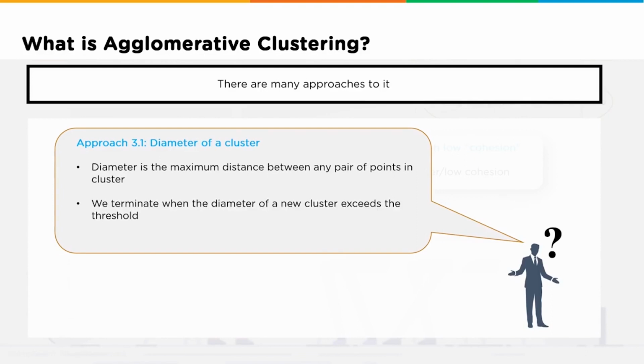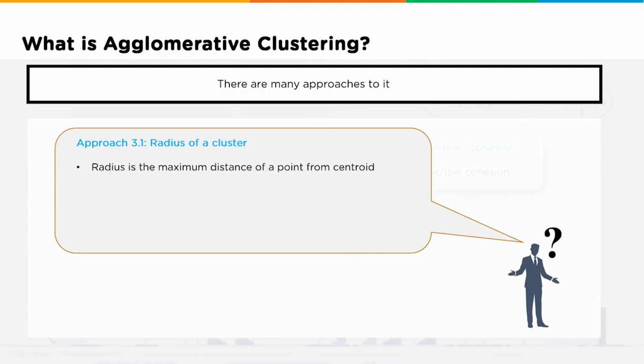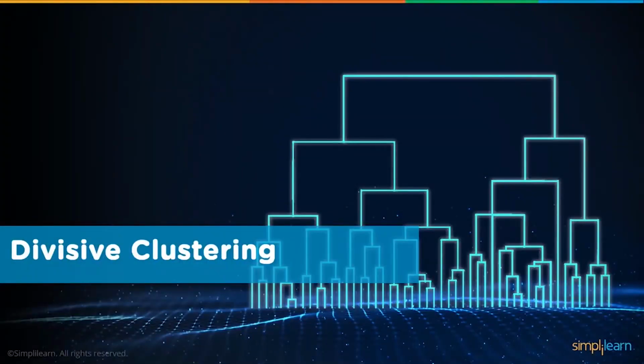So as that diameter gets bigger and bigger, we don't want the two circles or clusters to overlap. And we have radius of a cluster. Radius is the maximum distance of a point from centroid. We terminate when the radius of a new cluster exceeds the threshold. Again, we don't want things to overlap, so when it crosses that threshold and is overlapping with other data, we stop.